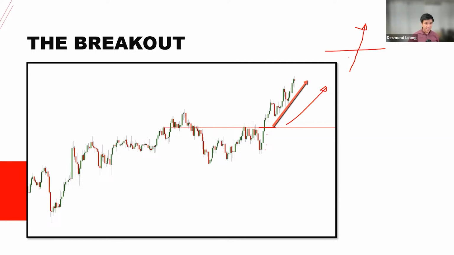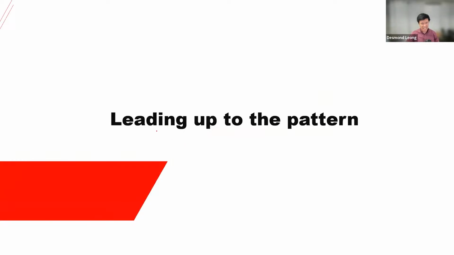All right, so you can see over here that the candlestick pattern that occurs at the resistance or support gives you a very good idea whether price is going to break out or price is going to reverse. Okay. Now that we know what reversals and breakouts are, let's go to the key thing. One of the big things that you need to know when it comes to trading, right? And it's this thing called leading up to the pattern.